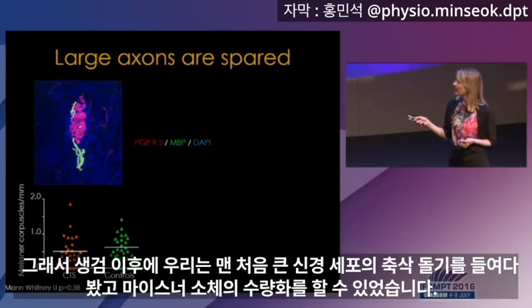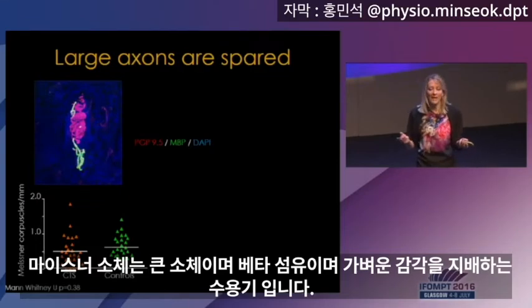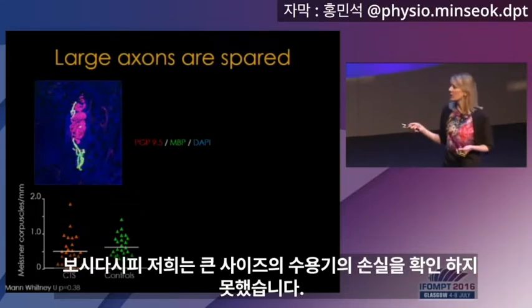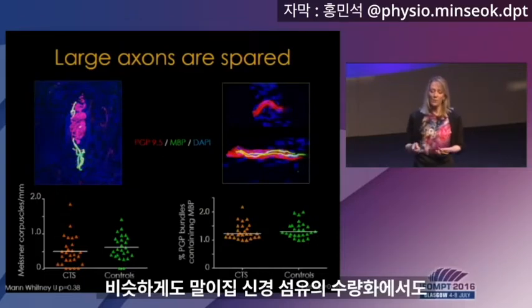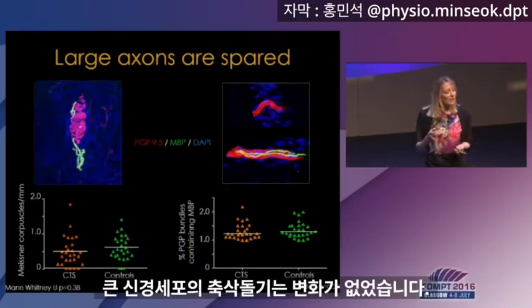And when we did that, we first looked at the large axons. So I quantified the number of Meissner corpuscles. Meissner corpuscles are the receptors of the large myelinated A beta fibers, so the touch receptors. And as you can see, we did not find a significant loss of these large fiber receptors. Similarly, when we quantified the number of myelinated dermal fibers, we could not find a significant loss of the myelinated fiber population in patients with carpal tunnel syndrome, further suggesting that the large axons remain spared.